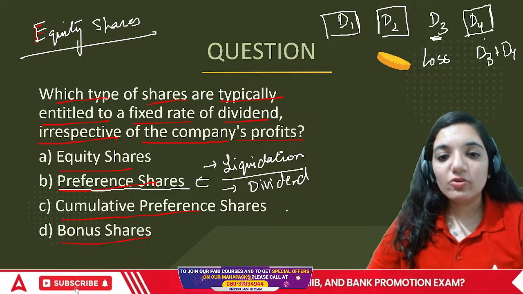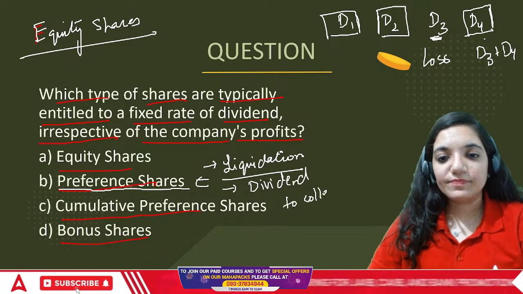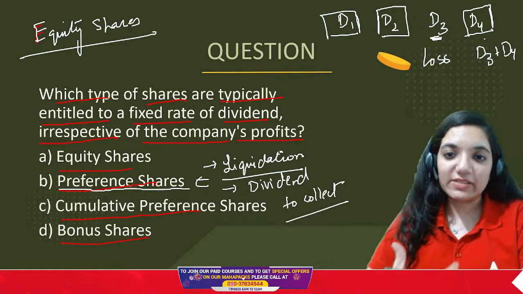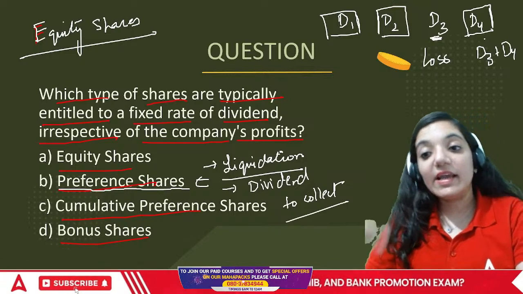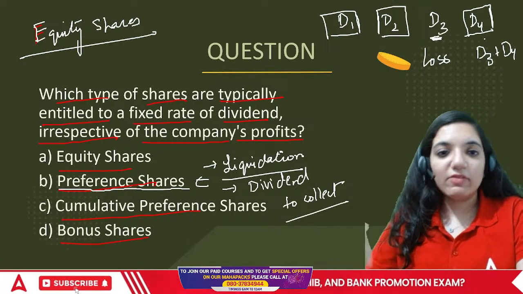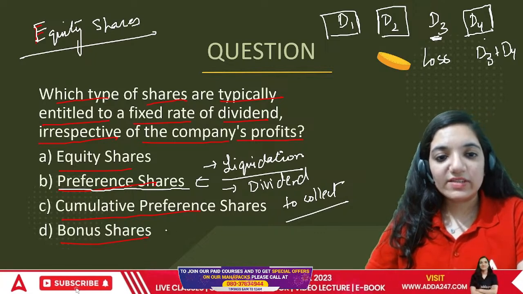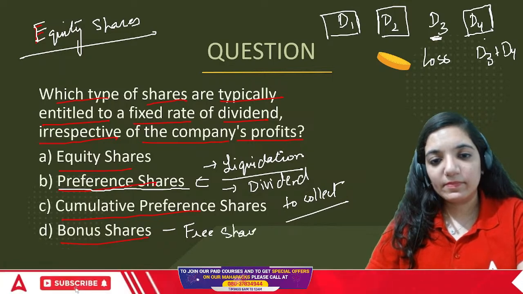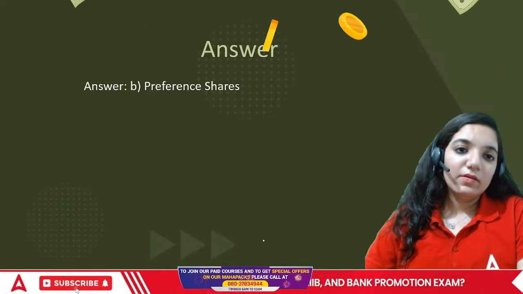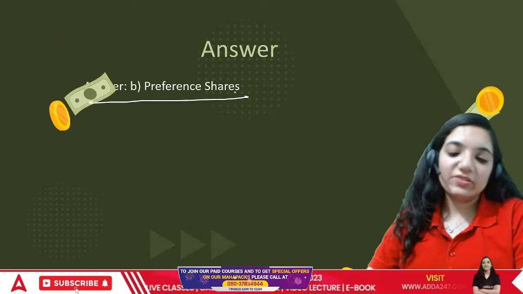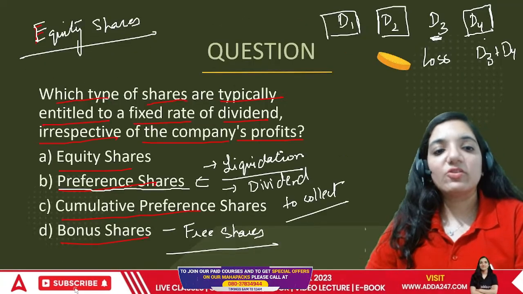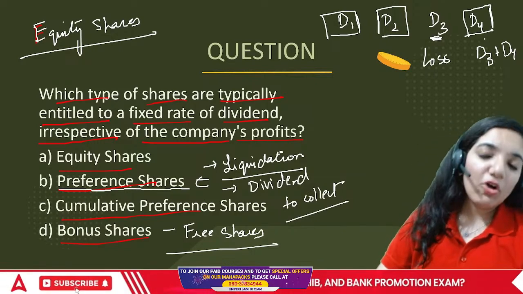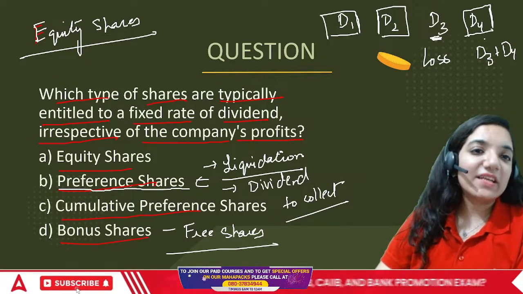Cumulative means to collect. This means the preference shares are collectively given the dividend later on. If we cannot give it right now, we will give it later on. Bonus shares are free shares. So the answer is preference shares. These are those people who have a fixed rate of dividend. Whatever happens, they normally get a fixed rate of dividend while equity gets the leftover.